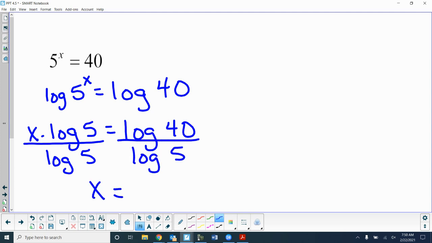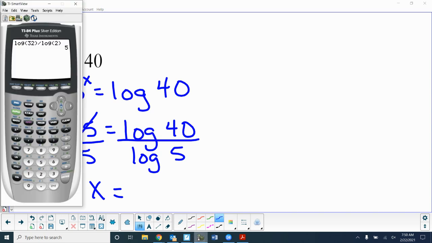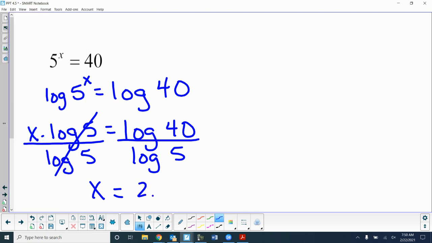So then I get x equals whatever that cancels. I get whatever that is. And it's not always going to be a whole number like that first one. Just go log of 40, close it off, divided by log of 5. Close it off. So you get 2.29. We'll just go to the hundredths. It's okay to get a decimal.